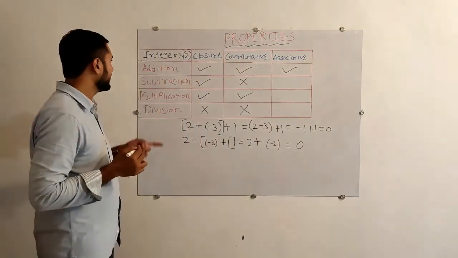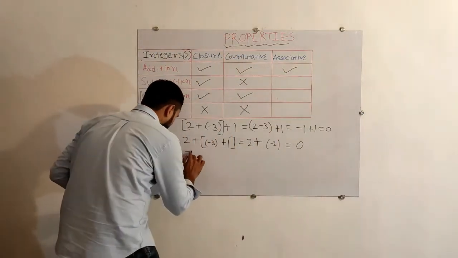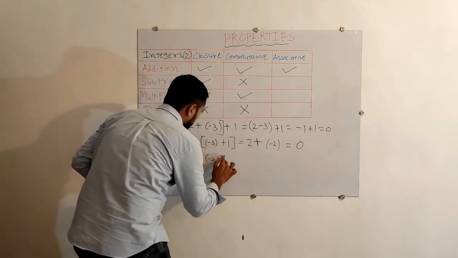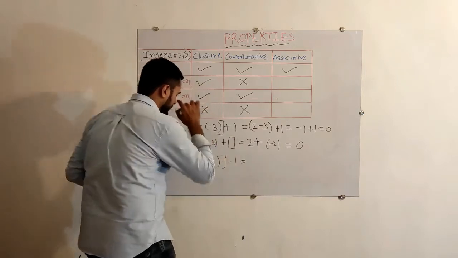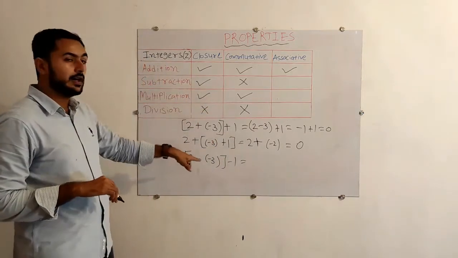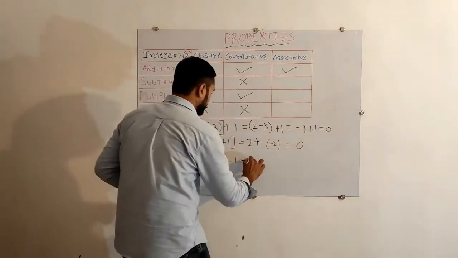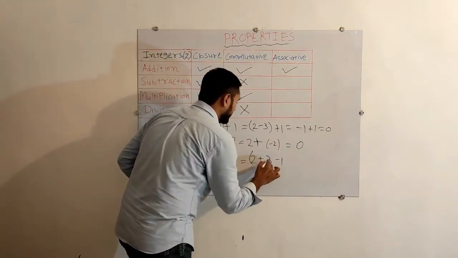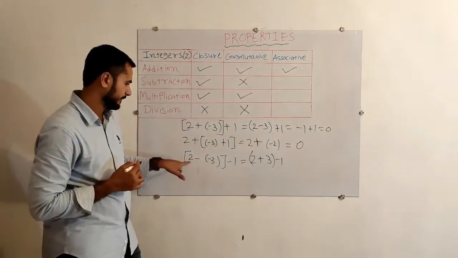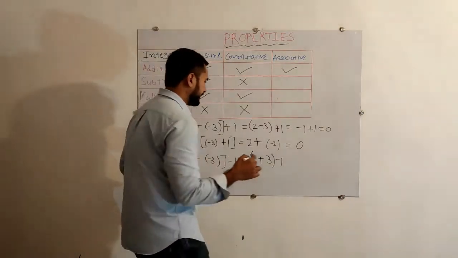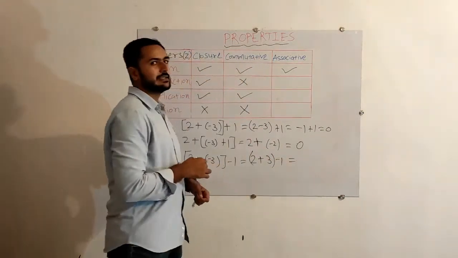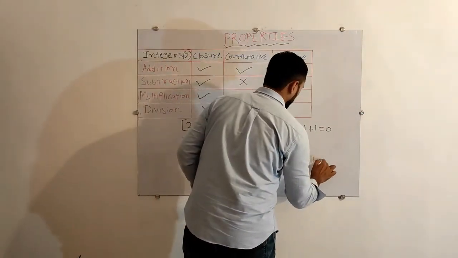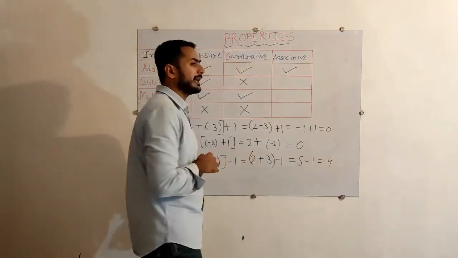Now let's check for subtraction. For subtraction, I am again going to select the same numbers: (2 minus minus 3) minus 1. Now see here, first of all, I have to solve this bracket. So 2 minus minus is plus, that is plus 3, and minus 1 as it is. But here is a bracket, don't forget that. We have to make it a group. So 2 plus 3 is 5, and 5 minus 1 is 4. Here we got the answer 4.